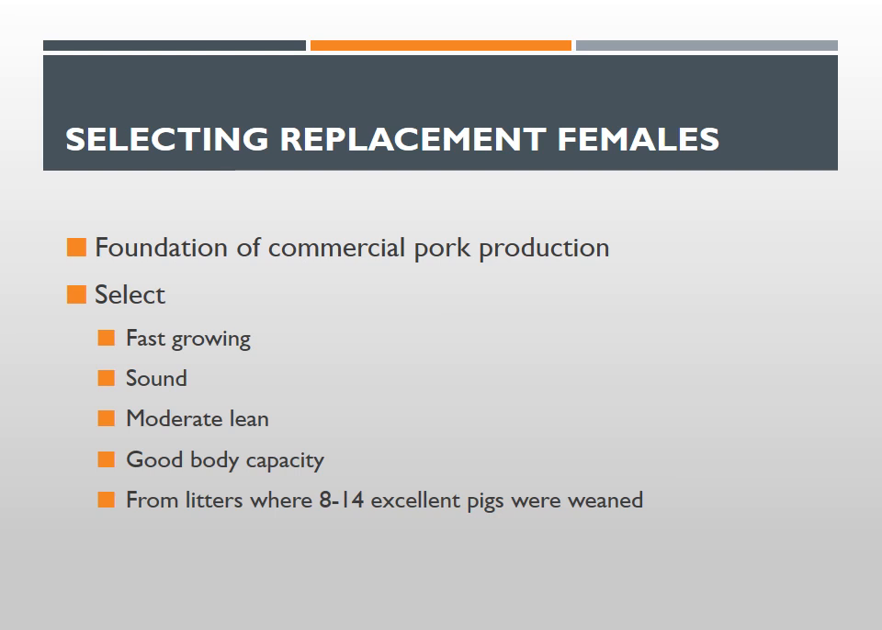Just like we've hit in the other two species prior, let's talk about selecting replacement females that are going to go in the breeding herd, which is super important in commercial pork production. We want to select the fastest growing, sound, moderately lean gilts with good body capacity, from litters in which 8 to 14 excellent pigs were weaned. You say, well, what is important about that 8 to 14 number? If they were weaned out of a litter of 6, then they're probably not going to genetically wean a large litter of pigs either. So you want to put that on your list of things that's quite important.